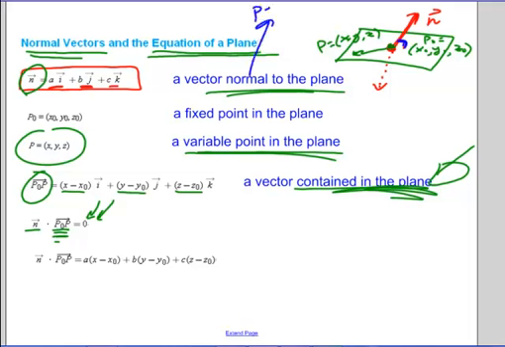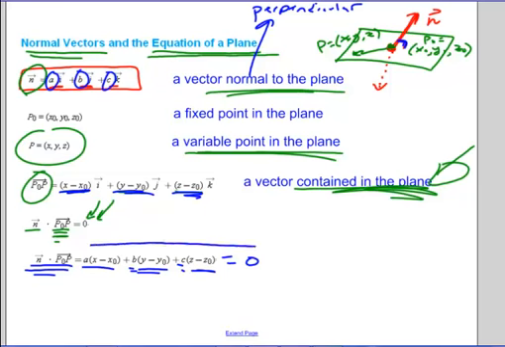Normal is perpendicular. That's just the definition of it. So therefore, using our algebraic method for a dot product, the dot product between those should be a times x minus x naught plus b times y minus y naught plus c times z minus z naught. And that dot product should equal 0.